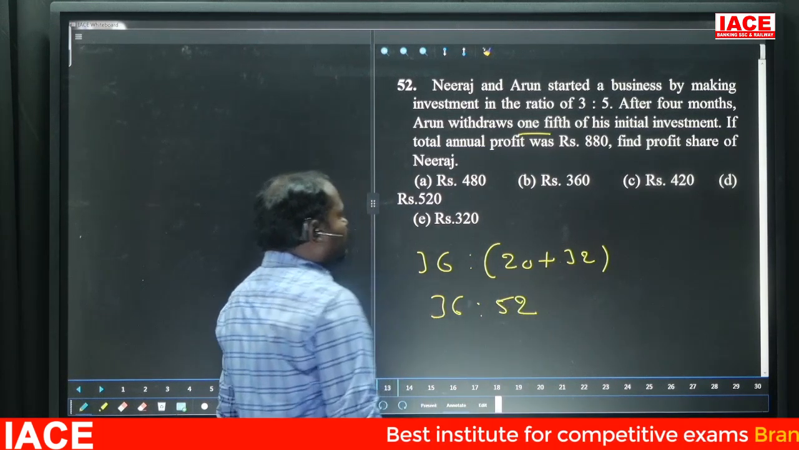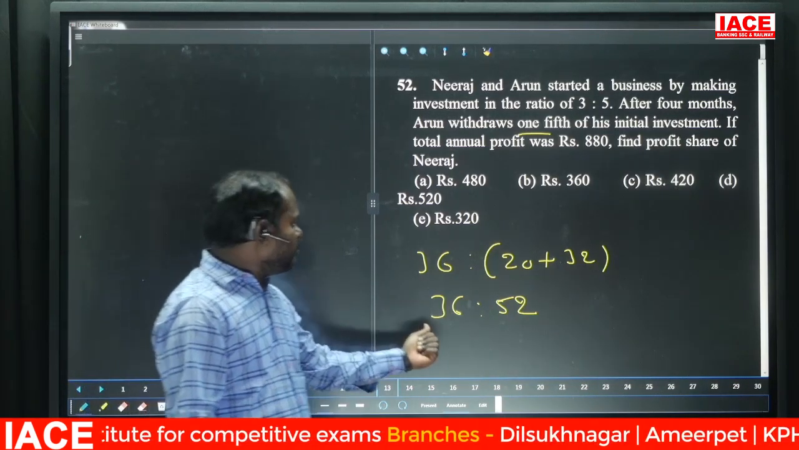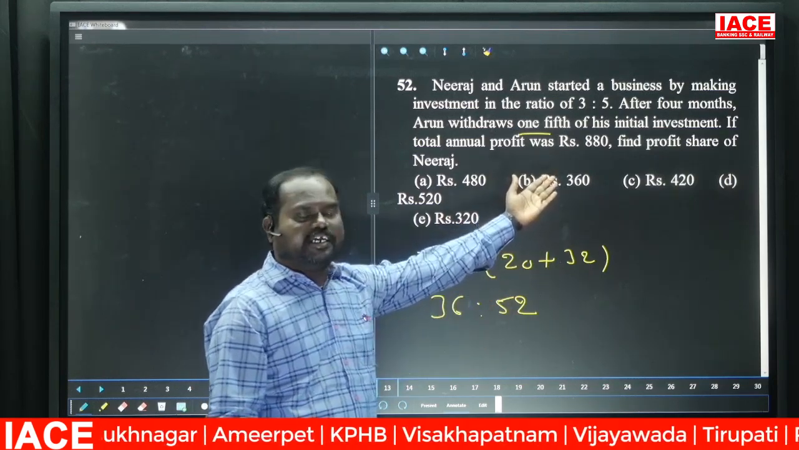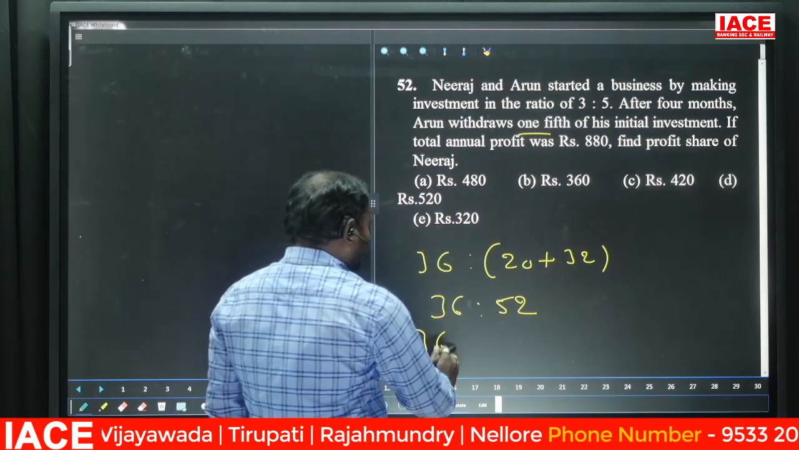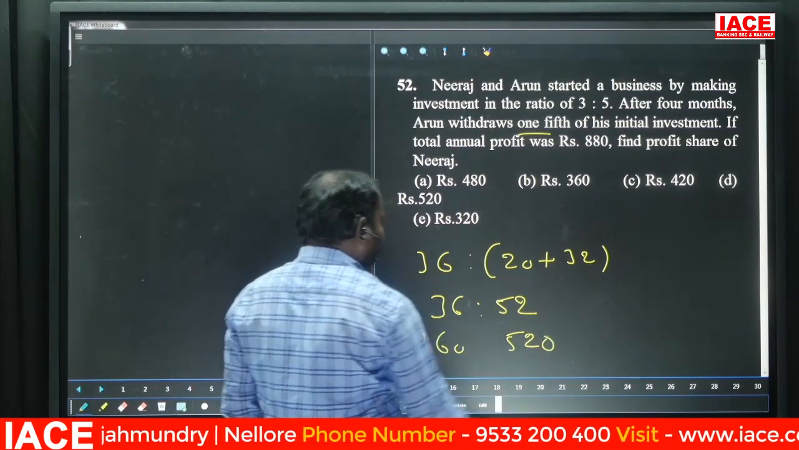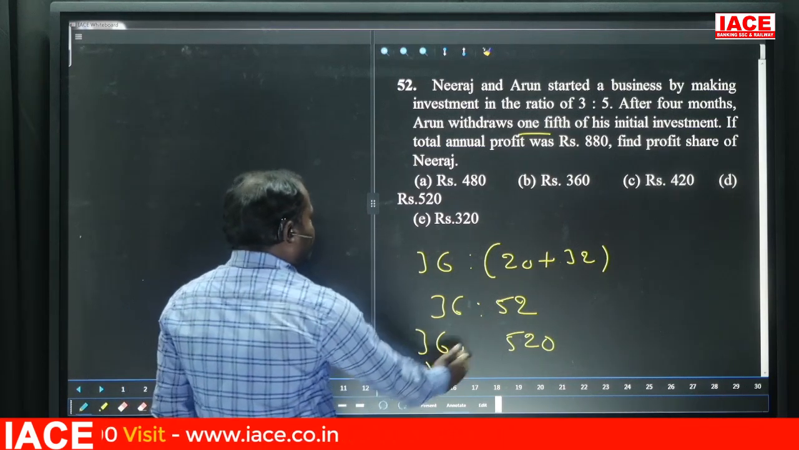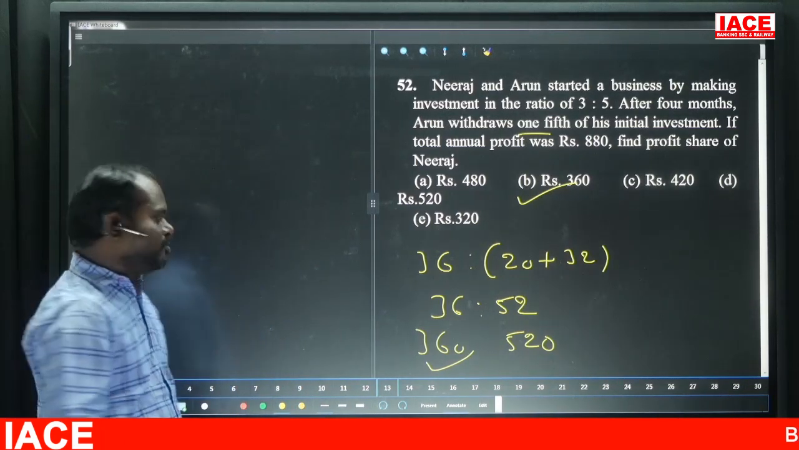52. The profits are in the ratio 36 is to 52. Total is 88 parts, and the total profit is 880, so each part is 10 times. So it is 360 and 520. We require Neeraj's, the first person's, 360. Option B. Next.